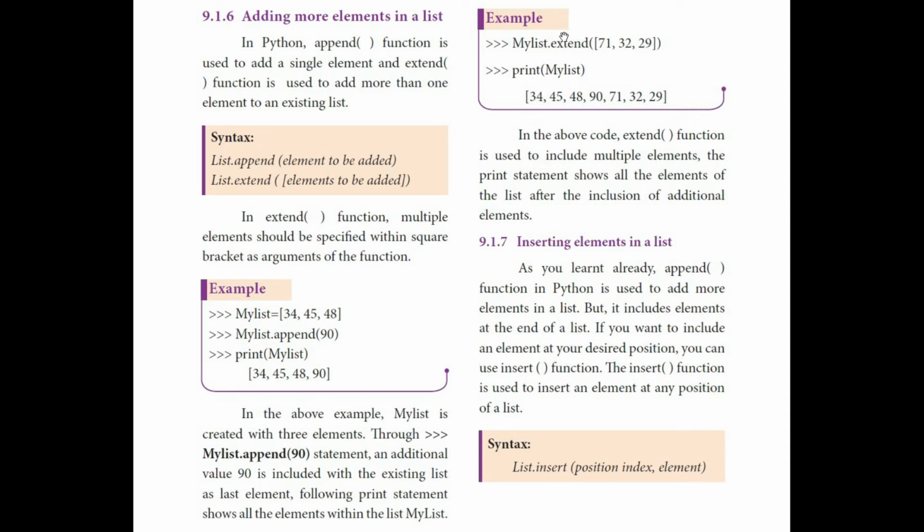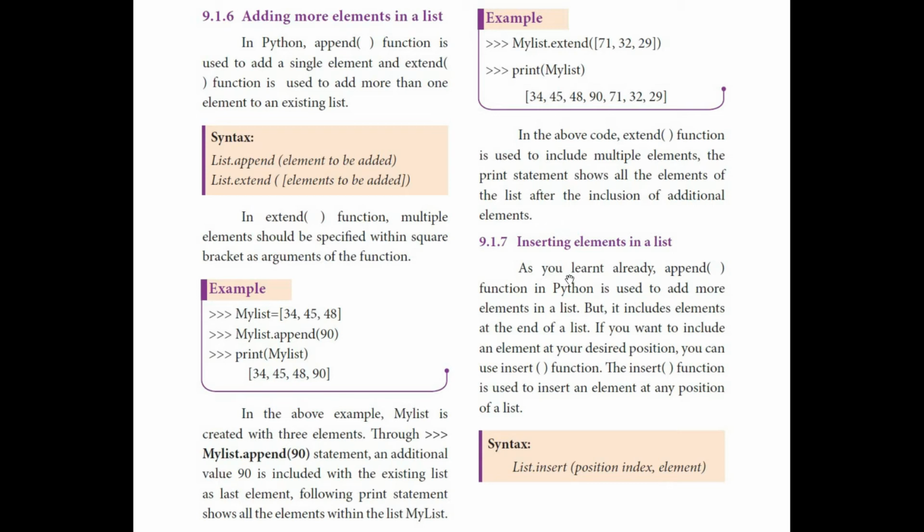See, in this example, mylist.extend([71, 32, 29]), then print(mylist). So mylist is holding 34, 45, 48, 90, and along with these elements, 71, 32, 29 will be added. It displays the result as 34, 45, 48, 90, 71, 32, 29. In the above code, the extend function is used to include multiple elements. So to include multiple elements like this, we use the extend function. The print statement shows all the elements of the list after the inclusion of the additional elements.